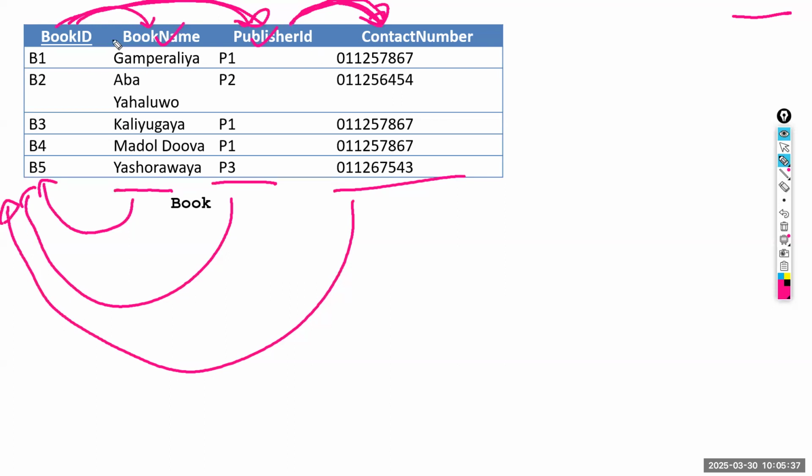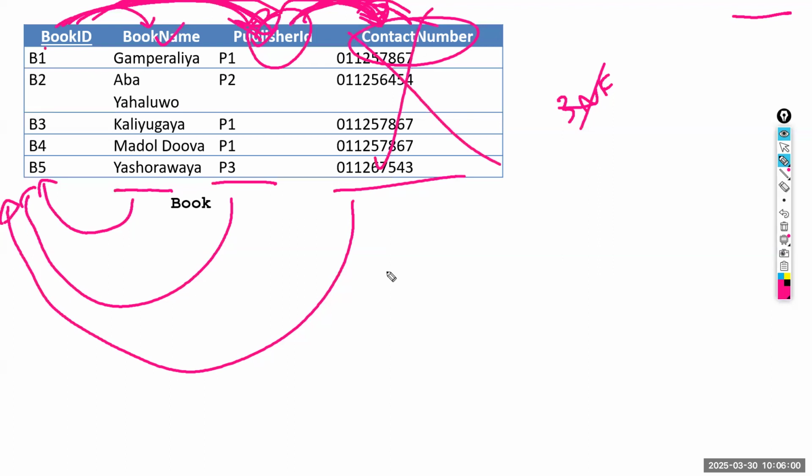So that means we have a transitive dependence. This determines this, and this non-key field determines this non-key field. So that is a transitive dependence. Of course, this depends on this, but not directly. Transitive. So if you have a transitive dependency, it has violated the normal form. So therefore, this should not be here.